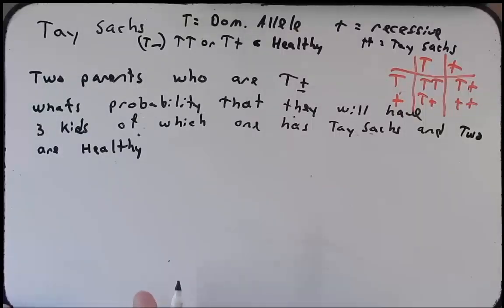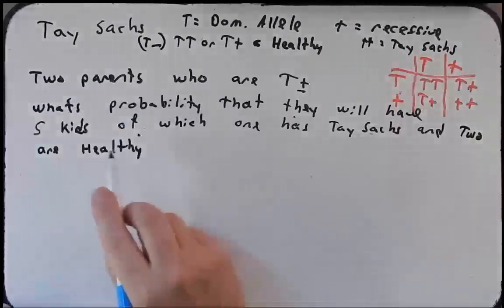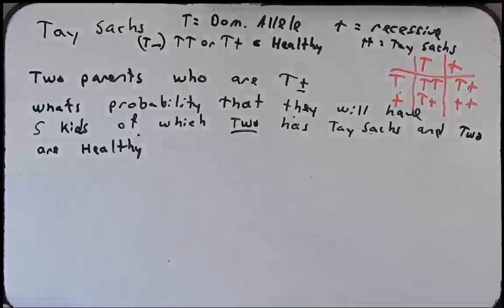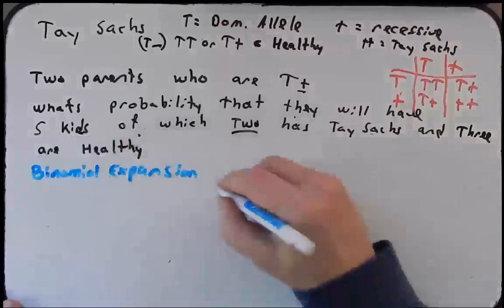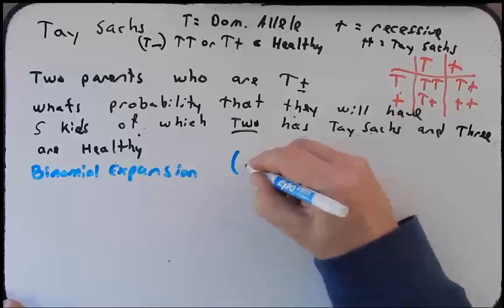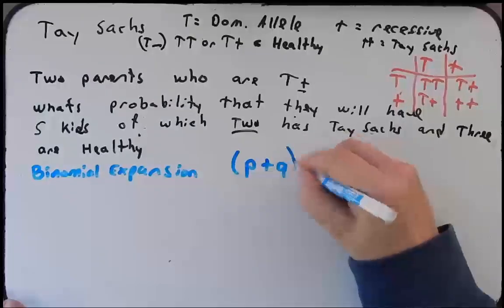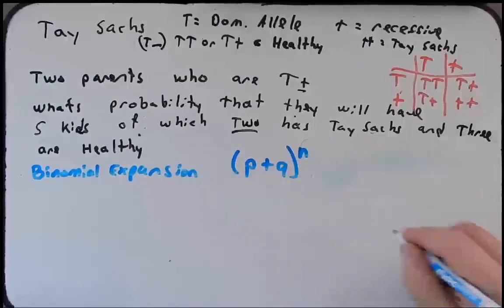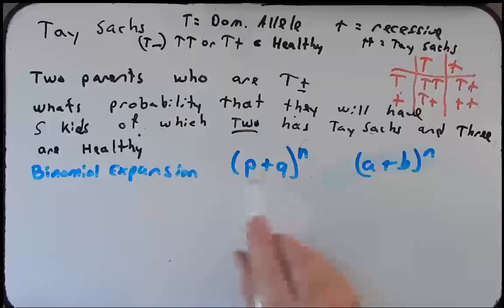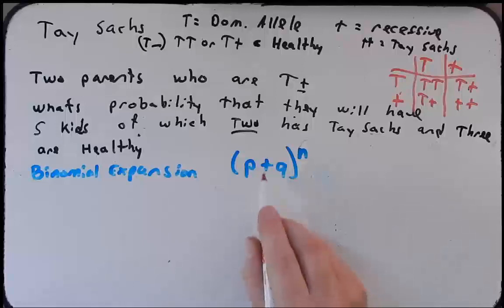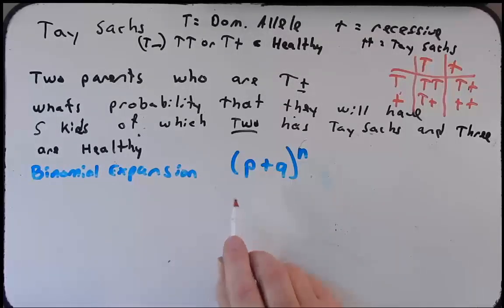So we're going to make this even more complicated. We're going to have 5 kids. And of these 5 kids, 2 will have Tay-Sachs, and 3 will be healthy. So we're going to use our good friend from way back when, the binomial expansion. And remember, the binomial expansion is (P + Q)^N. Sometimes you might see it as (A + B)^N. We'll primarily use P plus Q. So let's expand this binomial here to answer this question.